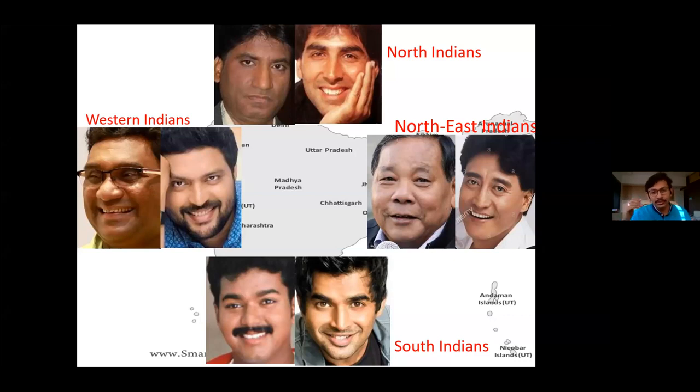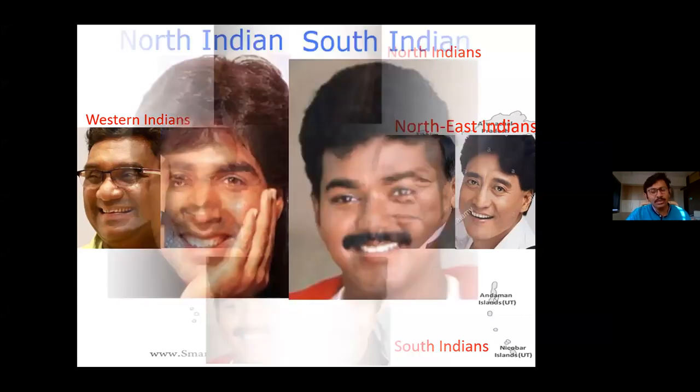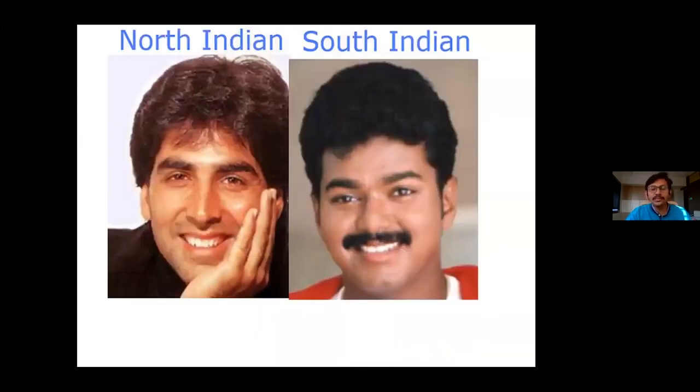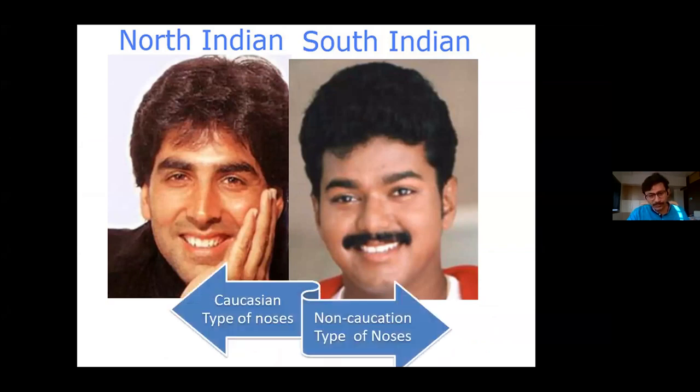So definitely there's a lot of variation, but you have to achieve the same goal. As you can see, North Indian noses are long noses with thin skin, while South Indian noses generally have thick skin and a shorter length of the nose. So these can be compared to Caucasian type of noses, and the South Indian noses can be compared to non-Caucasian type of noses, for a general broad classification.